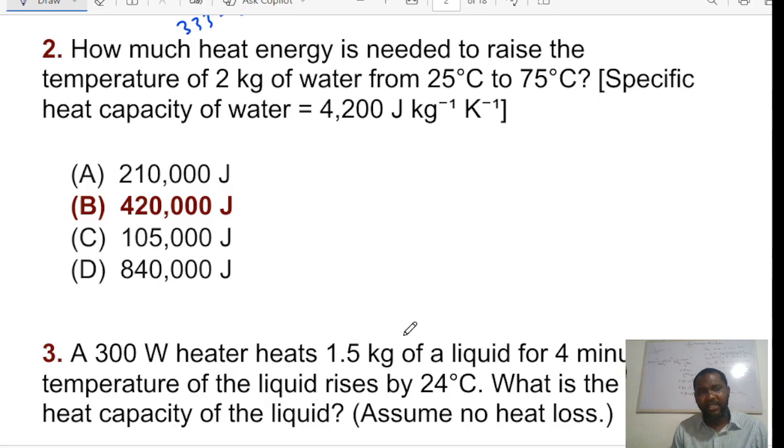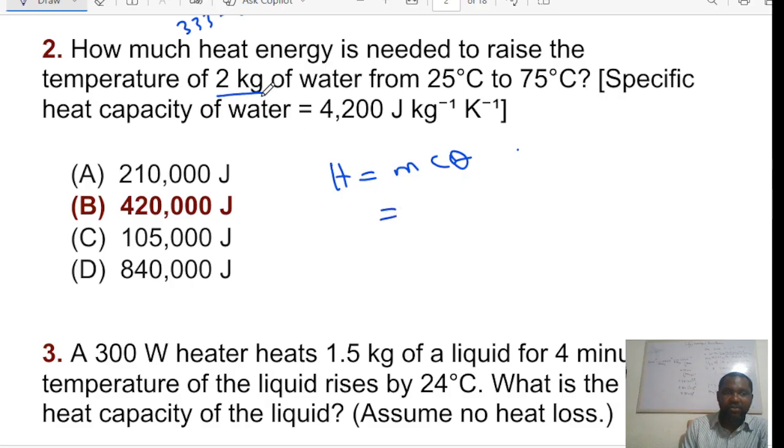Now the next one says how much heat is needed to raise the temperature of 2 kilograms of water from 25 degrees Celsius to 75 degrees Celsius, and we are given the specific heat capacity of water to be 4,200 joules per kilogram per Kelvin. In this one, the heat H is equal to simply mc theta. That's the formula for heat.